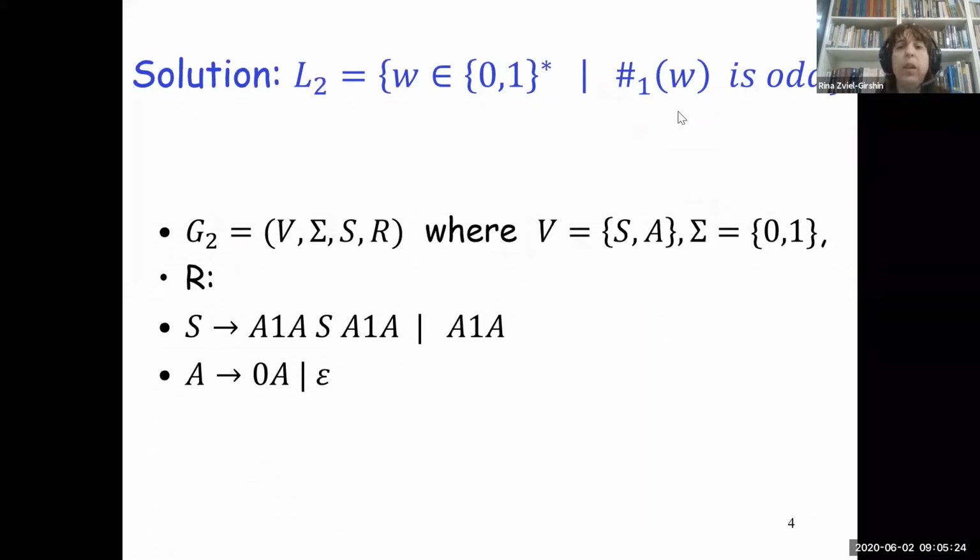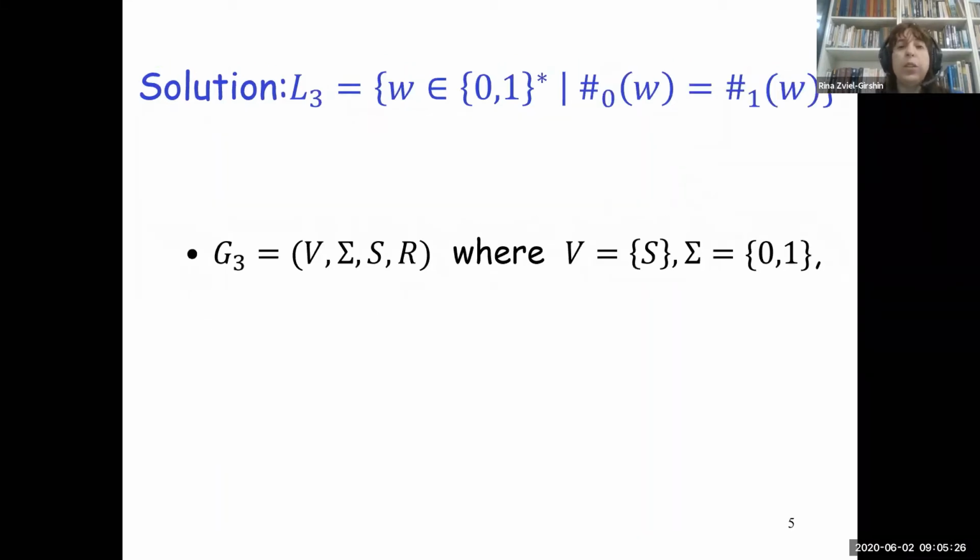Okay. Now we are moving to our third language. And here we are talking about all words W, where the number of zeros in W equals the number of ones in W. This language is not regular because I can't count until infinity with finite number of states, but I definitely can write a grammar. So please try to write a grammar for this language.